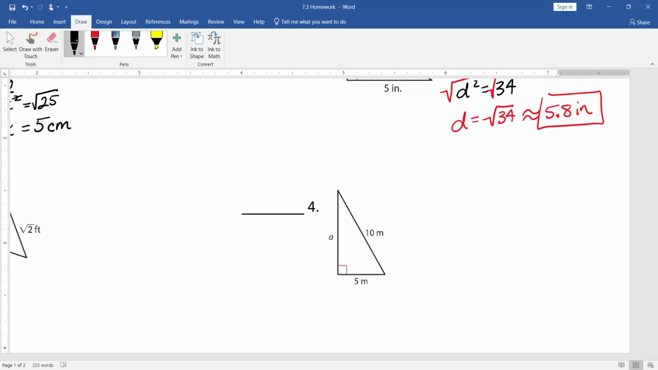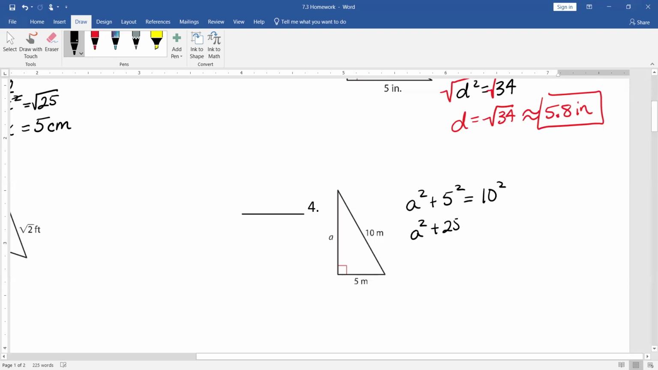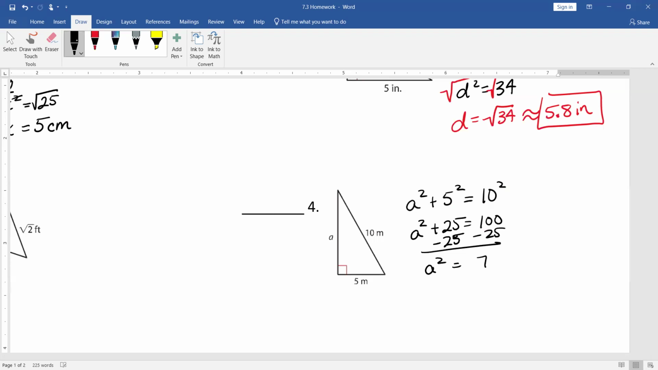So in this case, now it's a leg that we're having to find, a. So a squared plus my b squared, I'll have that as the 5, equals 10 squared. We continue to just simplify. That's 25, that's 100. When we subtract the 25 from both sides, we get a squared equals 75. So then we go ahead and square root both of these. Those will cancel out, and a equals the square root of 75.